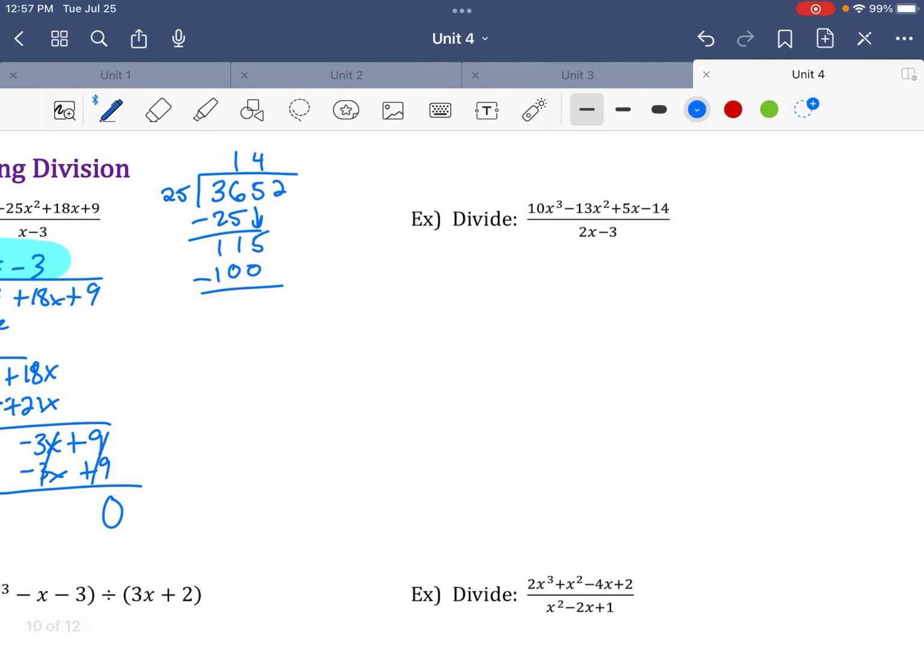All right, let's look over here. So 2x minus 3, and in the numerator, x to the third, x squared, x, and 14. There's nothing missing, so I'm ready to just write it down there.